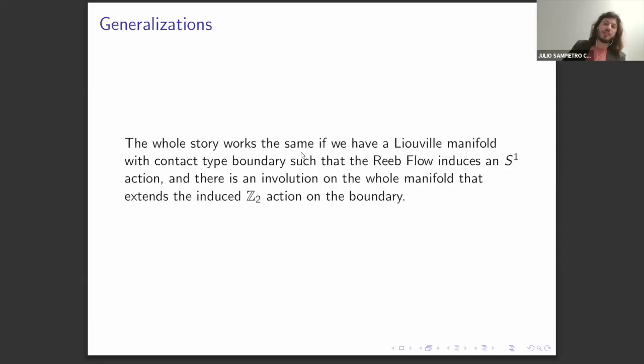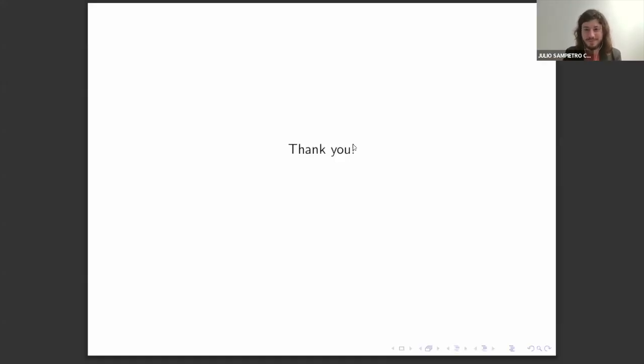And there are generalizations. So if you have a Liouville manifold with a contact type boundary, such that the Reeb flow induces an S1 action, and you have an involution on the whole manifold that extends the Z2 action. So you have an S1 action, and I have a Z2 action by just doing half the circle. And you also need a homotopy class condition for the lifting to work, but I forgot to mention it. Thank you.